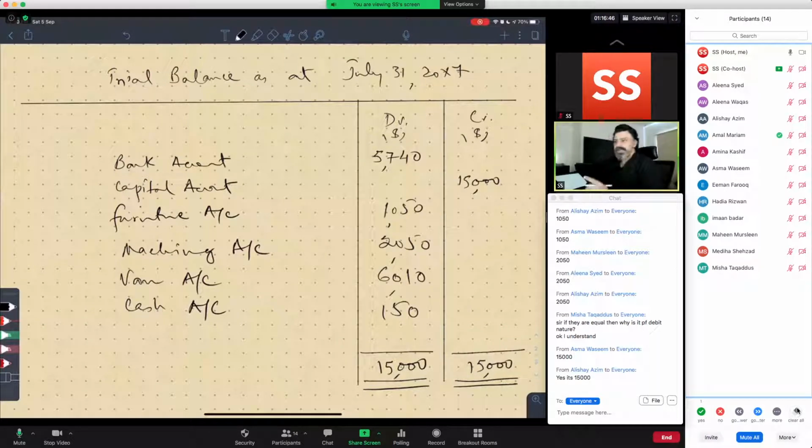So if your trial balance balances, that means the entire work so far is mathematically correct. There could be conceptual errors. We will discuss those conceptual errors in another chapter. But mathematically speaking, your work is completely correct.